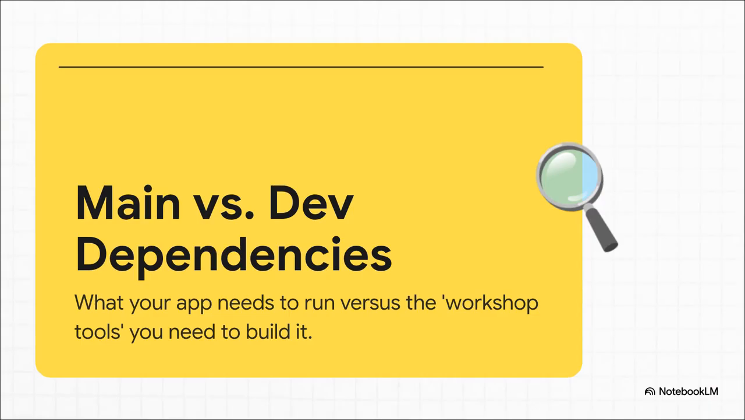This is a super critical distinction if you're building production-grade software. Think of it like this. Your main dependencies are the actual parts of the car, the engine, the wheels. The car literally can't run without them. Your development dependencies, on the other hand, are the tools in your workshop, the wrenches, the diagnostic computers. You need them to build and fix the car, but you don't ship them inside the car.